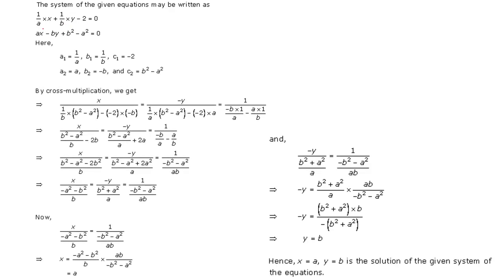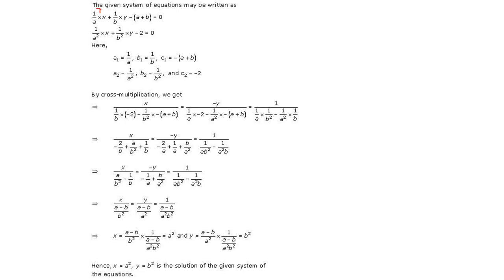Here you have A1 as 1 by A and A2 as A. B1 is 1 by B and B2 is minus B. C1 is minus 2 and C2 is minus A square plus B square. Okay. Now do the cross multiplication. Here BB will get cancelled, only A will be there. For y, if you take minus from here, it will be A square plus B square only. A will get cancelled, you will get only B. So x equal to A and y equal to B is the solution.